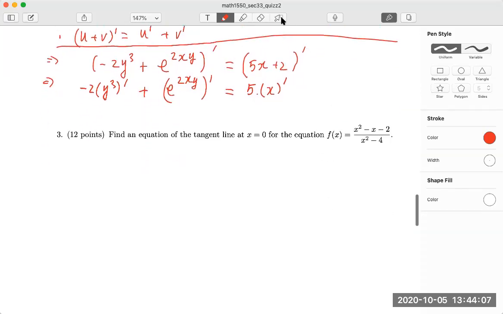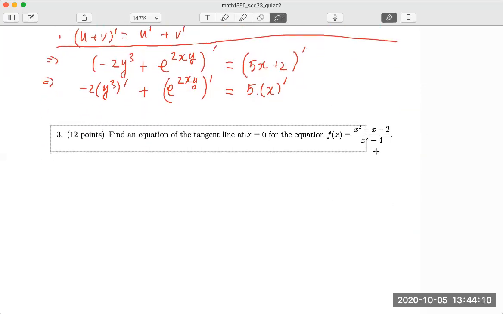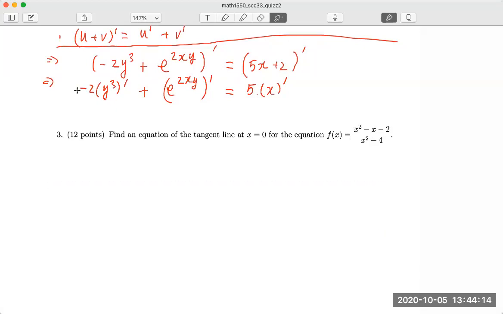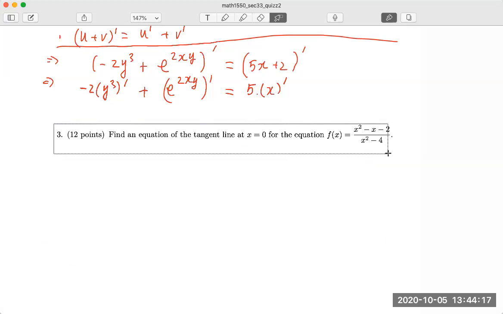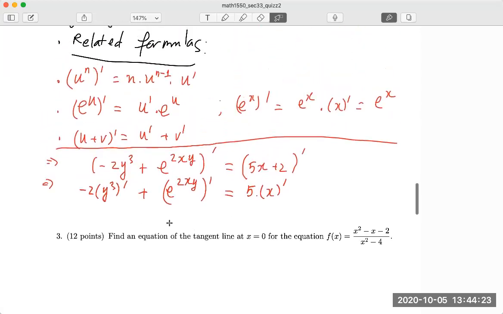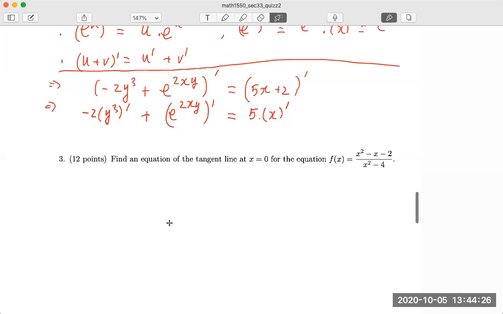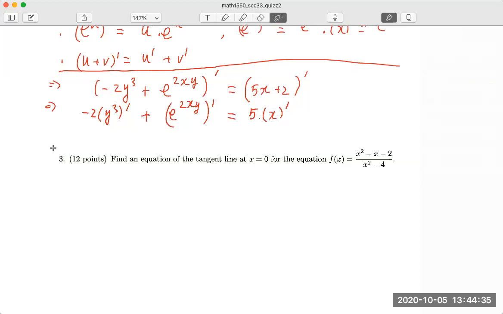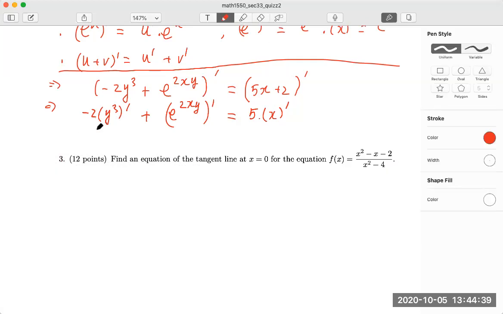So let me get some space here. Oh, interesting. I don't know, I cannot continue from here. Let us erase this part. Ignore this, please. Okay? And let us continue here.